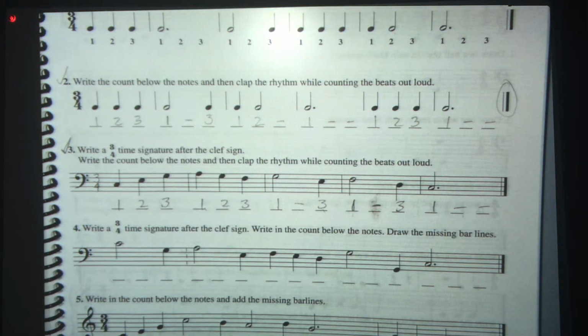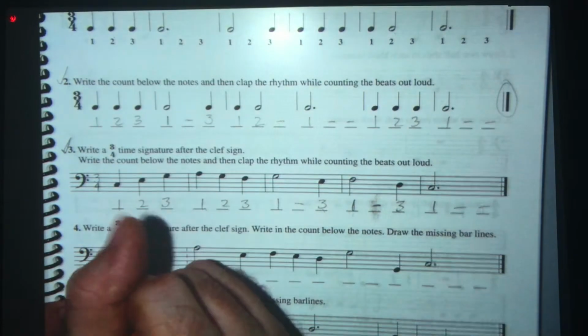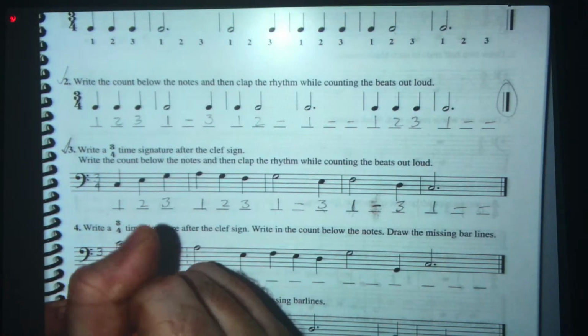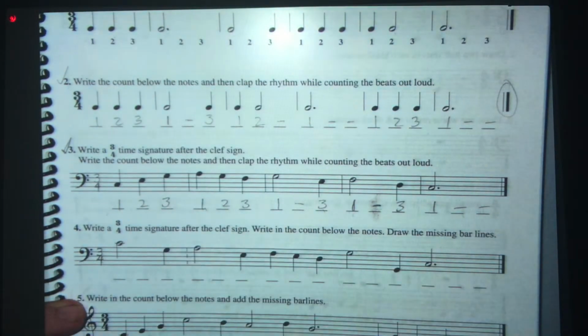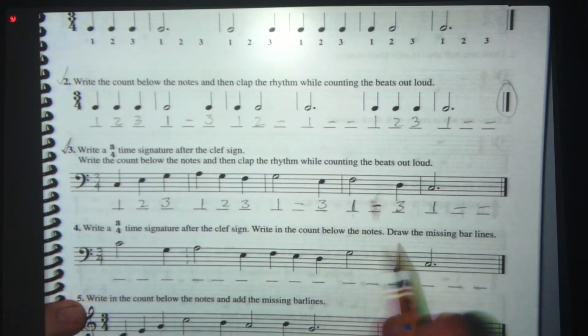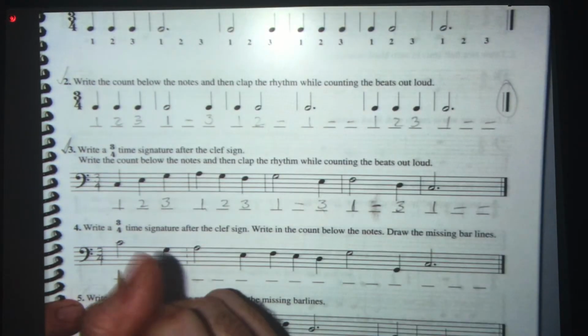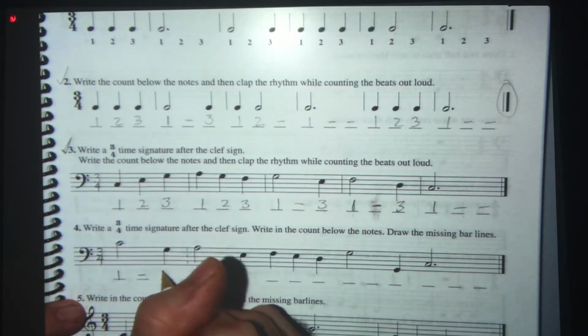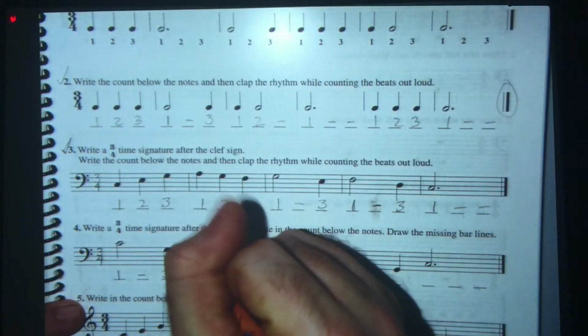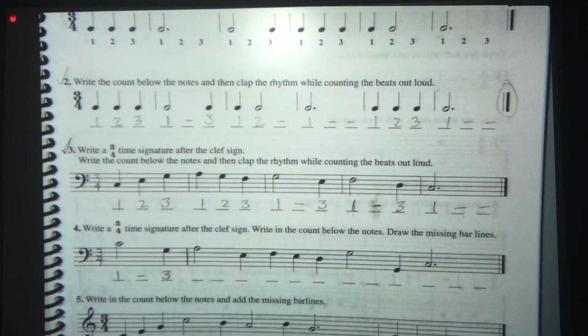Number 4, write a 3/4 time signature after the clef. There you go. Write in the count below the notes, draw the missing bar lines. Well, this would be 1, 2, 3, and after beat 3, we're always going to do this. We're going to put the bar line there to show a new measure.